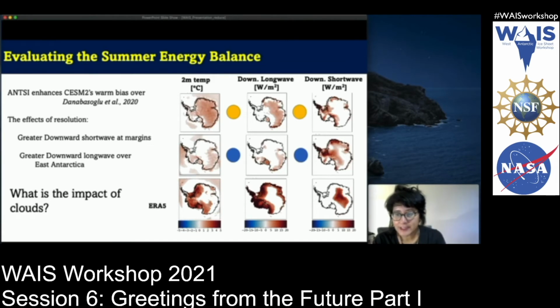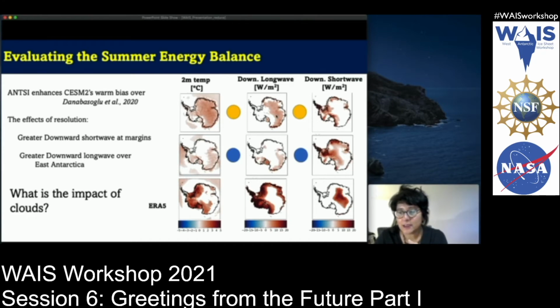One of the first things we can pick up here is the warm bias of CESM2, which is discussed at length in Dönmez Başağlu et al. 2020, that remains in ANSI and is in fact enhanced. Here, when we're comparing with the AMIP model, the only thing that's changed is the resolution, and in fact, ANSI is substantially warmer in summer. But if we look at the differences in downward longwave radiation and downward shortwave radiation, we can see something else that's kind of interesting.